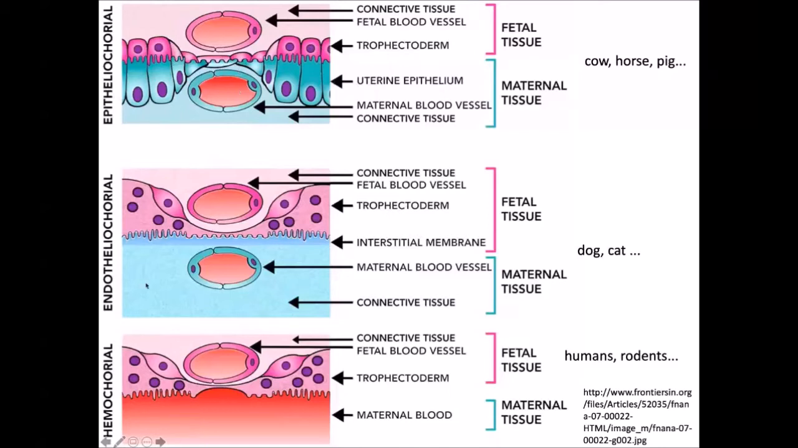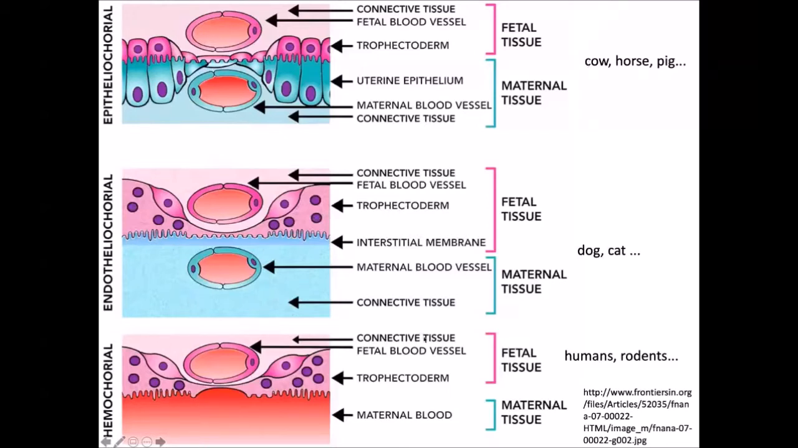The next, more invasive form of placentation is one where the epithelium of the uterine endometrium is eroded, and the epithelium of the placenta is directly contacting the connective tissue and the blood vessels of the maternal side. What you find is in dogs and cats, and up here epitheliochorial you see cows and horses and pigs and so on.